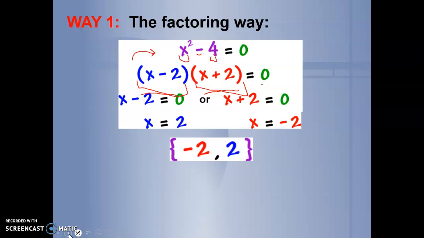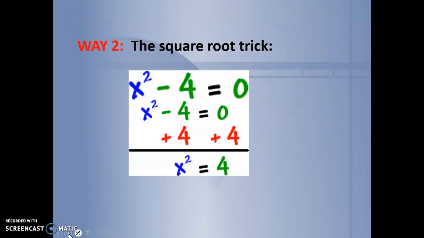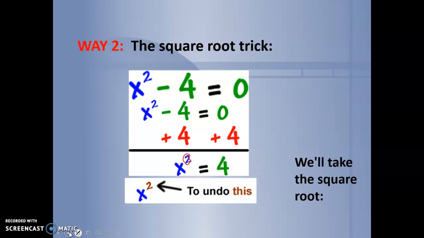Now, there is another way that we can solve this quadratic equation using what we've been learning about roots. We're going to call this the square root trick, or taking squares. You'll see that x squared minus 4 equals 0. If we add 4 to both sides, what we get is x squared equals 4. Now, this is going to look very similar to some of the equations we just solved in our previous lesson. We want to solve for x. Right now, x is being squared. What's the inverse operation of squaring? Hopefully you said taking the square root, so that is what we are going to do.